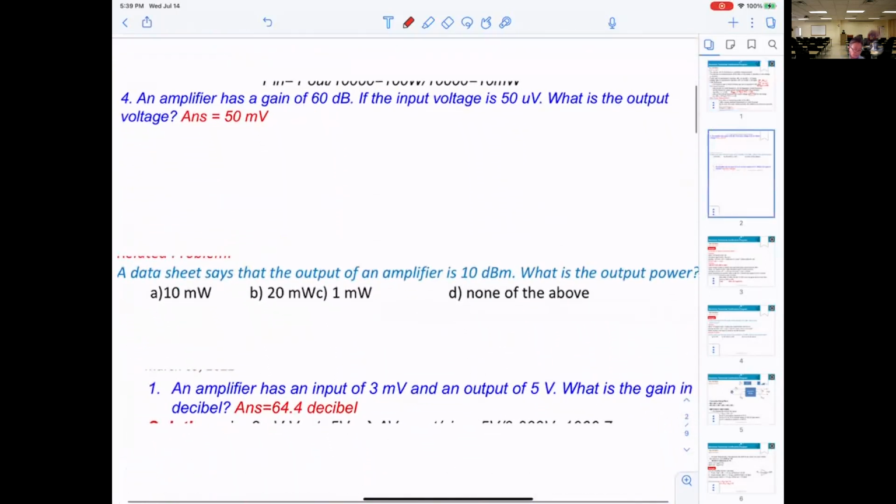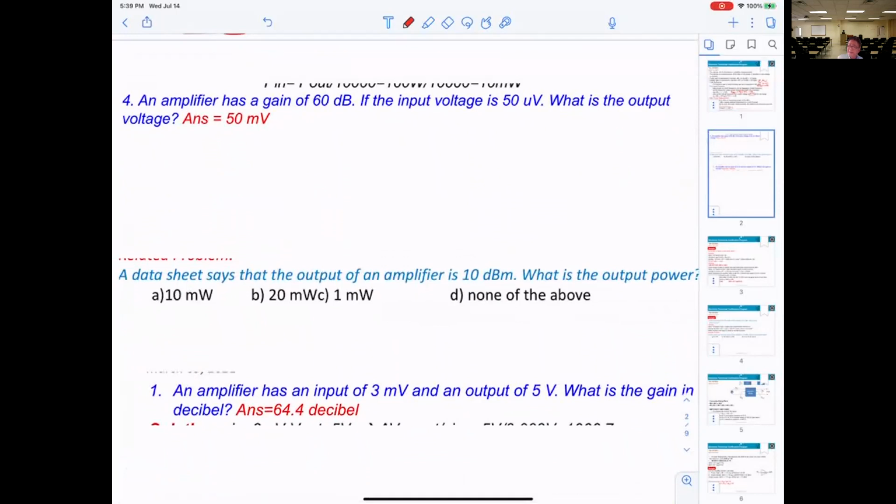Now, I have an example here. I try to show we can do it. An amplifier has a gain of 60 dB. If the input voltage is 50 microvolt, the question is, what is the output voltage? So now what is equal to 60 dB? Which one is it?